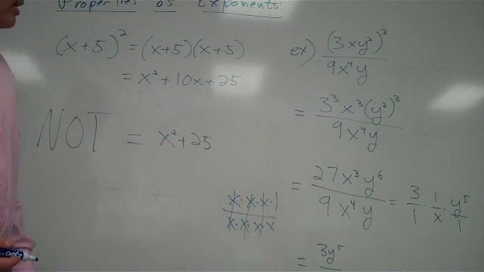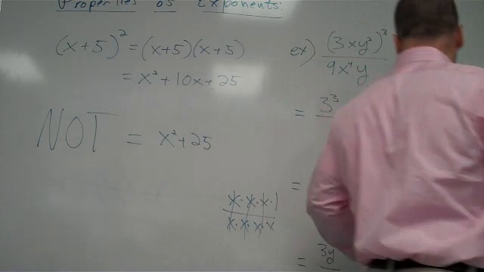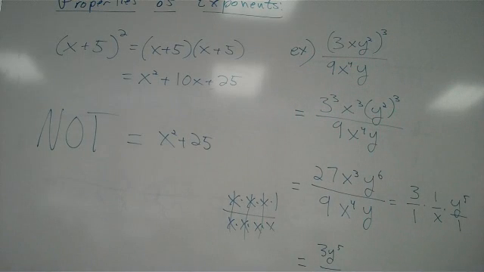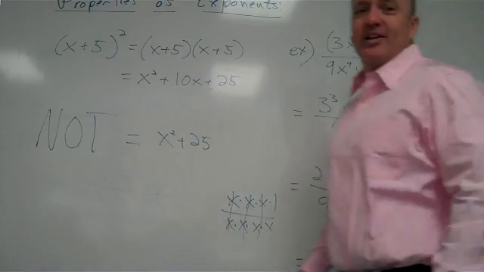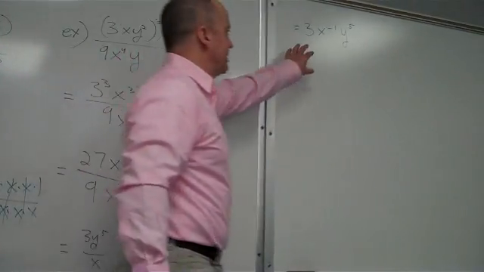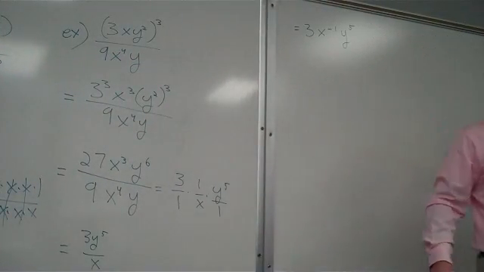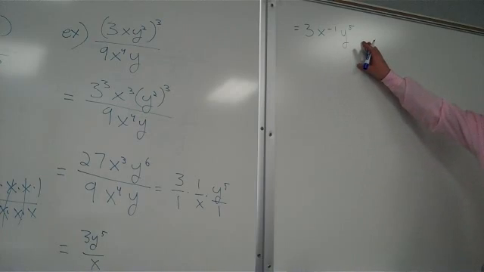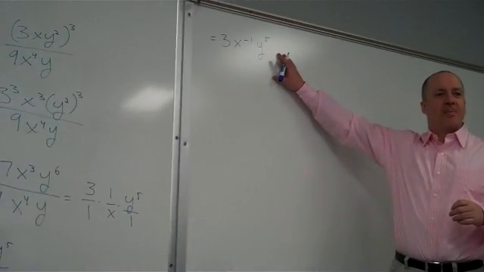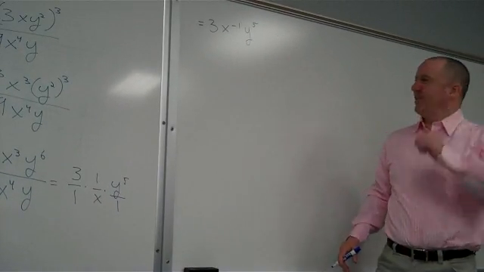Now, for those of you who did the subtraction and got 3x to the negative 1 y to the 5th, can you follow me over here? Yeah. Okay. Some of you got this answer or something close to it. Is this incorrect? Well, no, it's not incorrect, but it's not simplified. Very good, both of you.